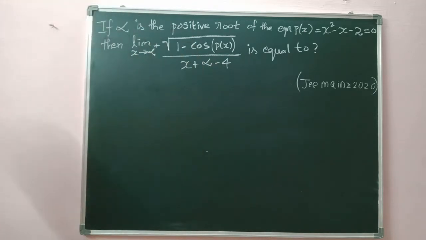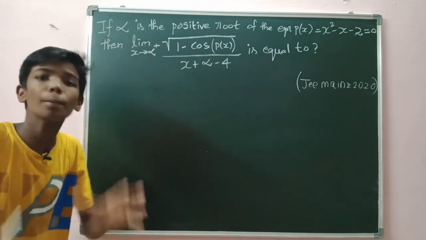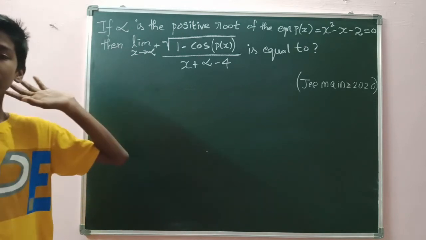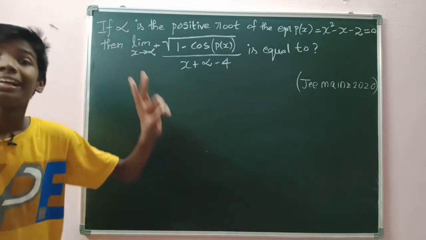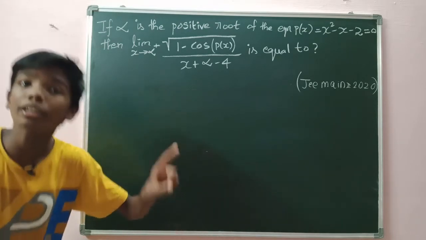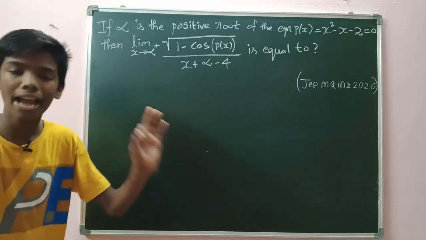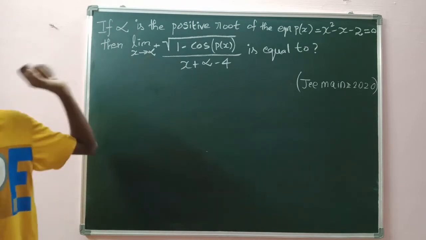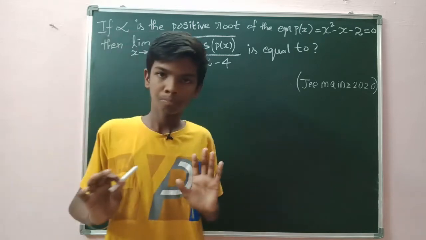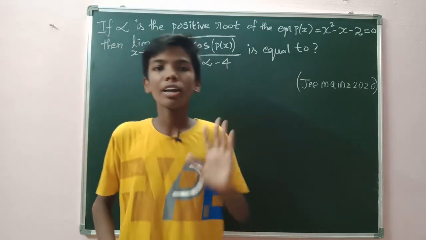So basically, I can't just say that this question belongs to limits. It also includes your quadratic equation. It also includes limits and derivatives, and it also includes trigonometry, because one trigonometry identity is needed in order to solve this particular limit. So first, listen very carefully, I am going to find the value of alpha. First I am going to find what is alpha.